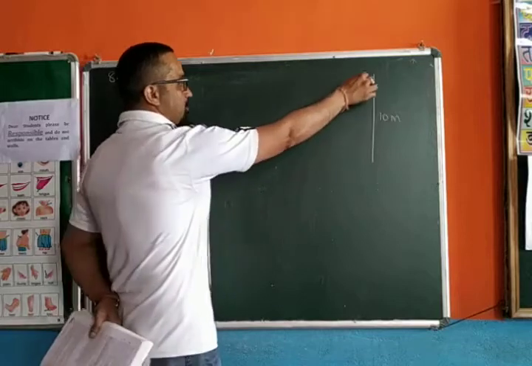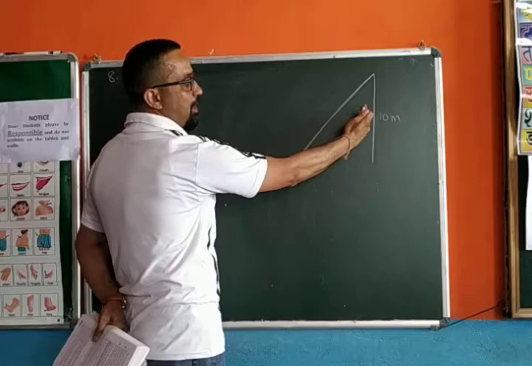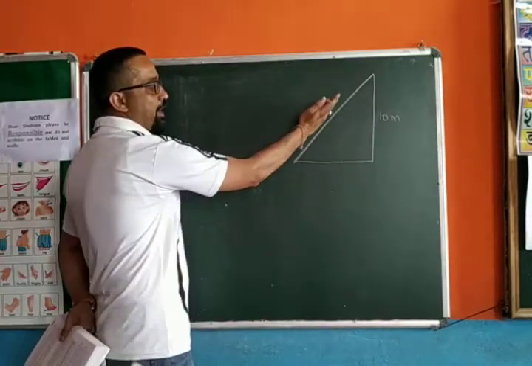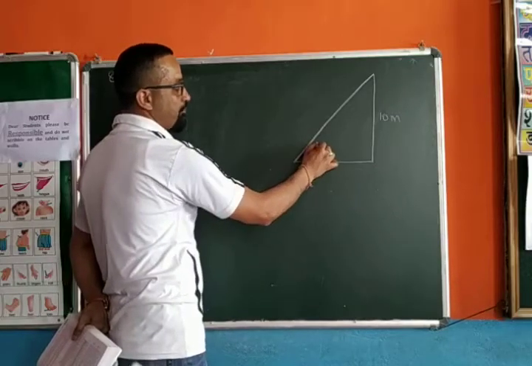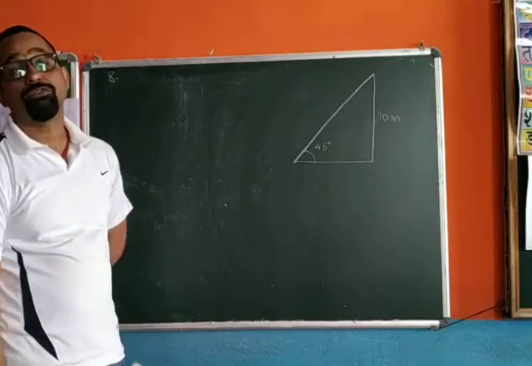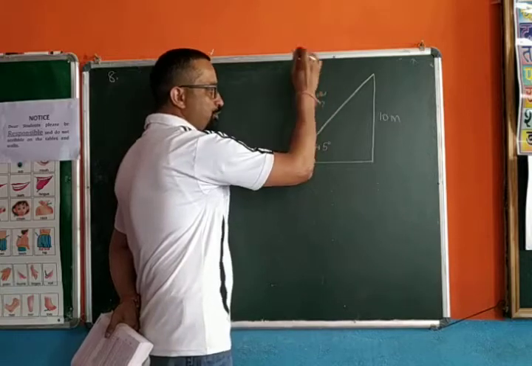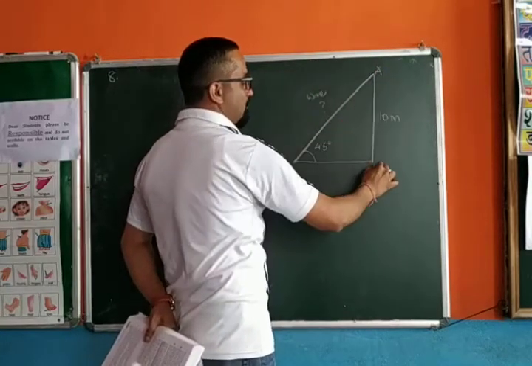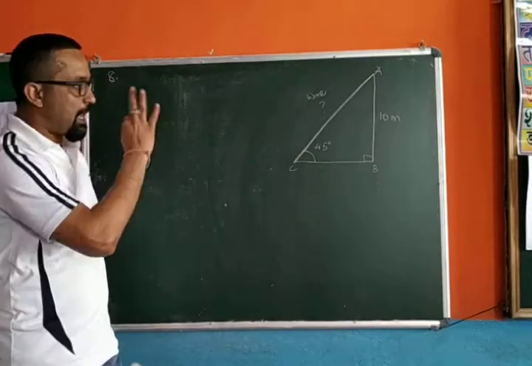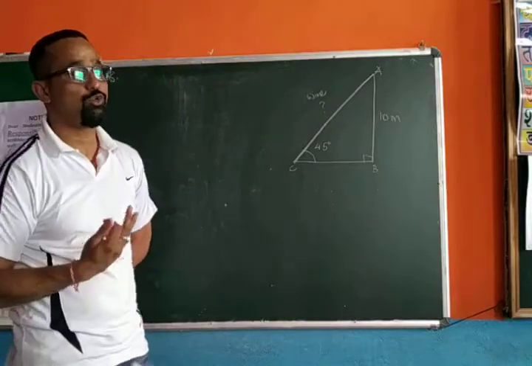A steel wire is tied from the top to the ground so that the pole remains upright, and the angle of elevation between the wire and the ground is 45 degrees. Question says that calculate the length of the wire. So what do we do? We draw a right angle triangle and then mark it. You need to look at the diagram carefully. This diagram will tell you which trigonometrical ratio to be used.